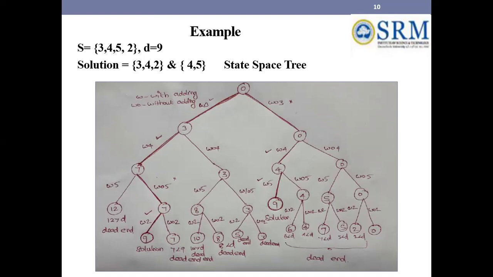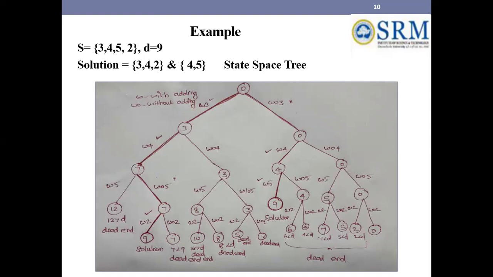Again 7 is less than 9, so dead end, and 10 is greater than 9, dead end, it's not feasible. Again see the leaf, 8 less than 9, dead end, dead end, dead end. And we have one more result, 9, without adding 3, then with 4, with 5 we are getting 9. There are two solutions in the slide.